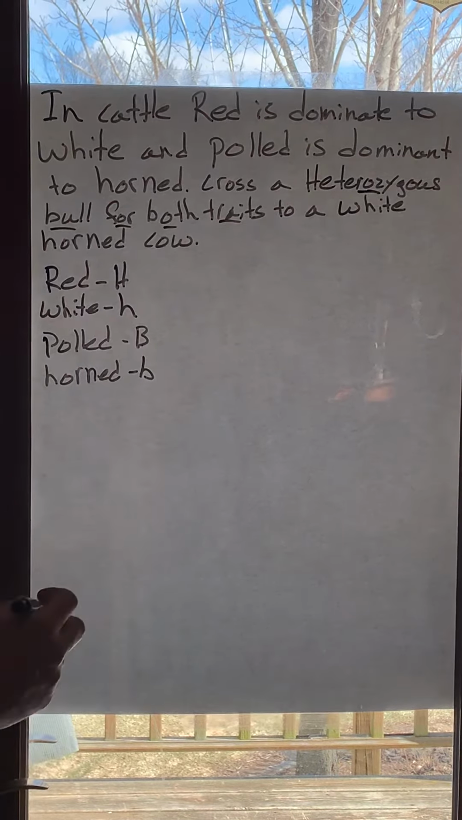And we're going to breed that to a white horned cow. When I look at white, I know it has to be 2 little h's because if the capital or the dominant trait is there, it's going to be red. So I know she's going to have a little h, little h, and she has horns, so I know it's going to be a little b, little b. So there we have our genotypes for both parents that we're going to breed.